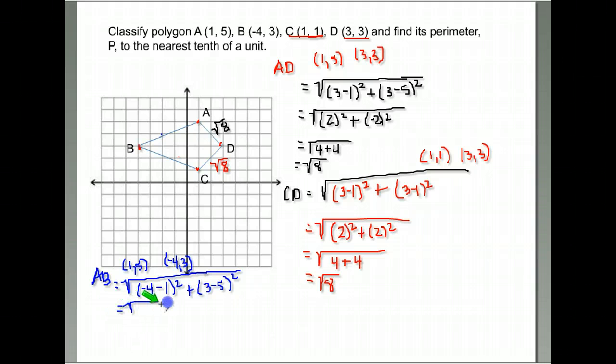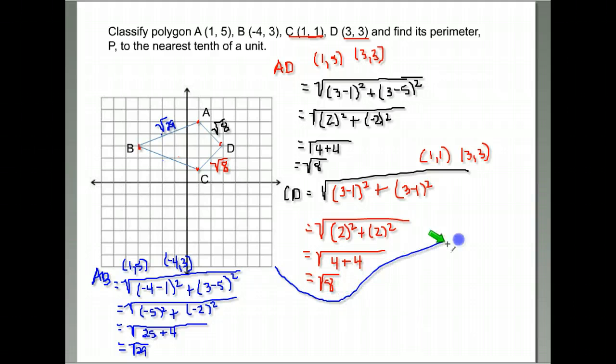Let's simplify that so we can figure out what this number is. Negative 4 minus 1 is a negative 5, and 3 minus 5 is a negative 2. I square each of those. Remember, this means times itself, so negative 5 times negative 5 is a positive 25, and negative 2 times negative 2 is a positive 4, and I end up with the square root of 29, which again, later I will go back and write down the decimal for that, but for now, just to keep my board a little clear, I'm going to just write that. Alright, we have found 3 of the sides. The only one we have left is BC.